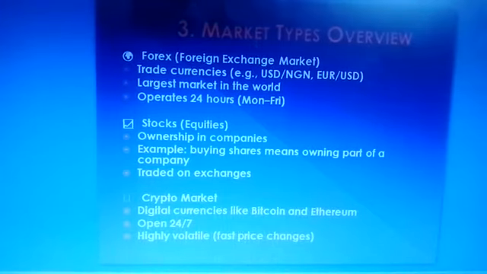Now we have the crypto market. Crypto market is the digital currency market like Bitcoin, Ethereum, and Solana. We have so many of them, and it's open 24/7. Why we say it's open 24/7 is because every second, every minute of the day, it is open, and every day of the week as well. That's the difference between the crypto market and the forex market. Forex market is 24 hours daily, Mondays to Fridays, while the crypto market is 24 hours daily, Mondays to Sundays.